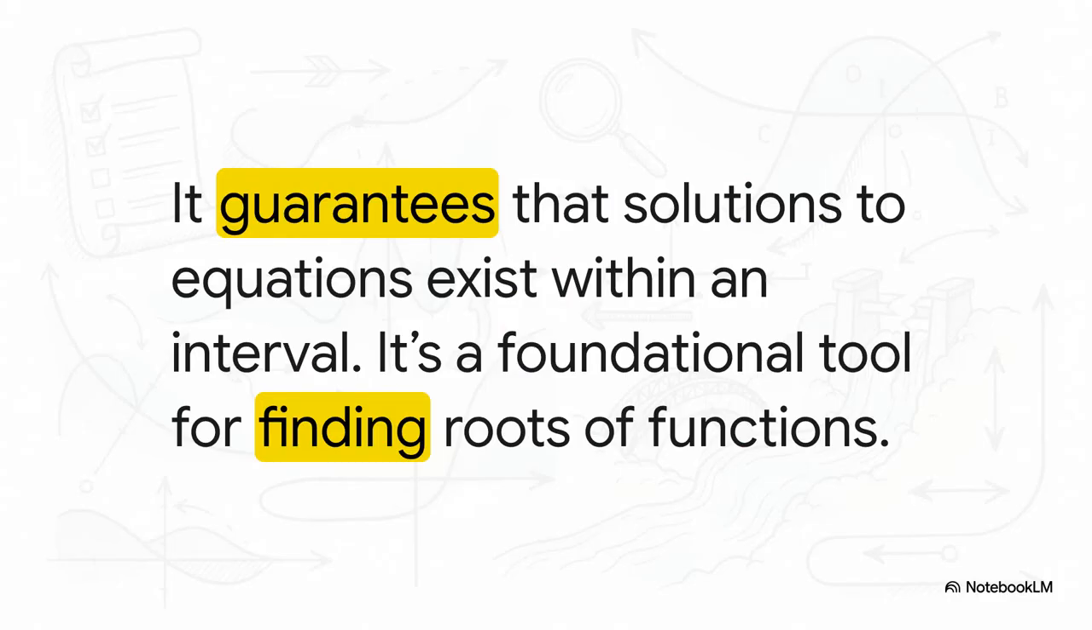Now just think about what that means for a second. It means if you have a continuous function that's negative at one point and then positive at another point, you are guaranteed that it had to have crossed the x-axis somewhere in between. It guarantees a solution exists. This is a fundamental tool for everyone from mathematicians to engineers trying to solve real-world problems.